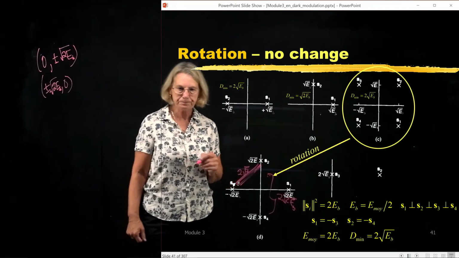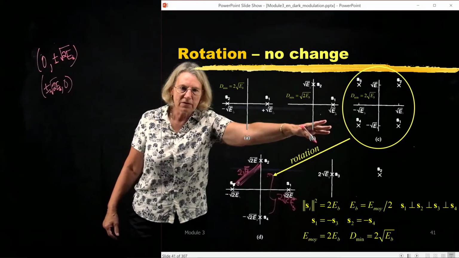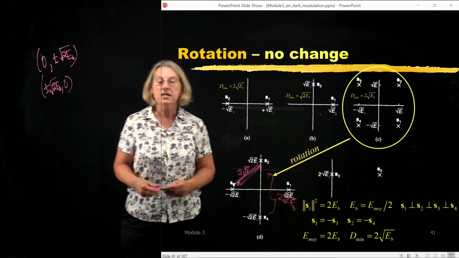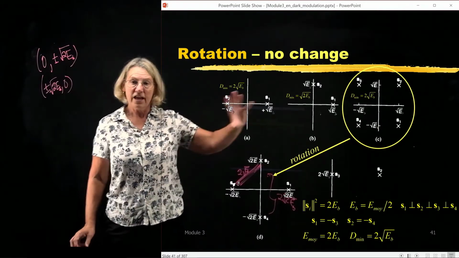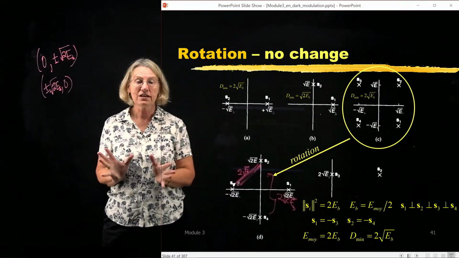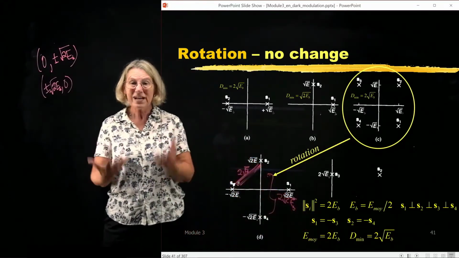So this is the dmin. It's the same dmin that we had found previously. So the same performance. So rotation in the signal space, the takeaway is that rotation does not change the performance of a constellation. So it's really arbitrary.